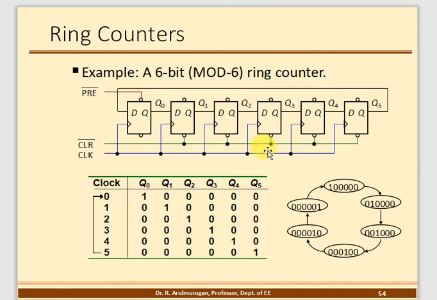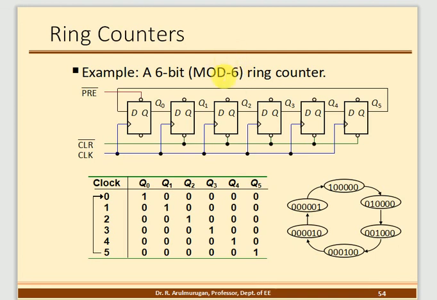So the cycle is closed. It looks like a closed ring, so it is called a ring counter. When you give the clock pulse, the first flip-flop produces 1 as output, then 0 0, and these values are given as input to the second one. Once it comes, that one is active. That's all.